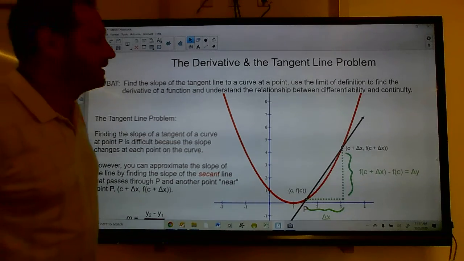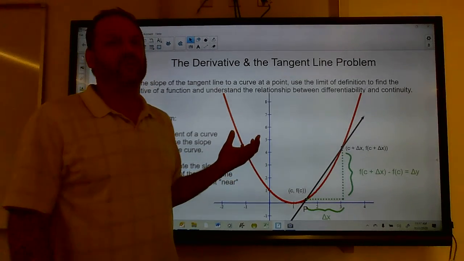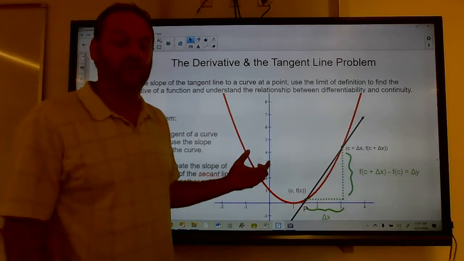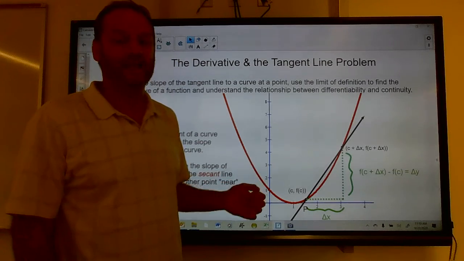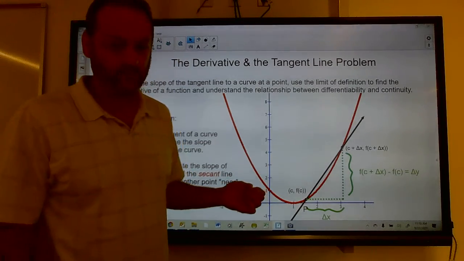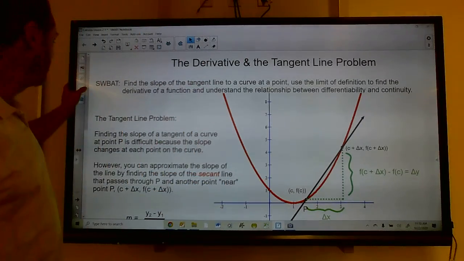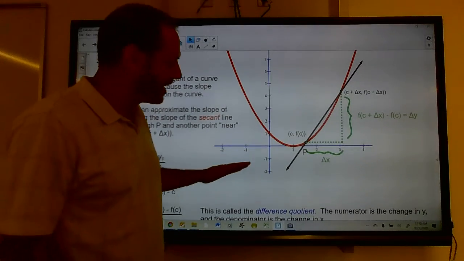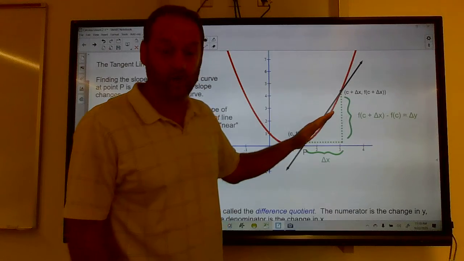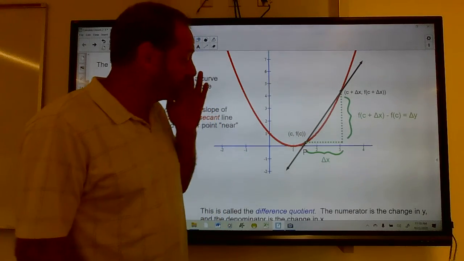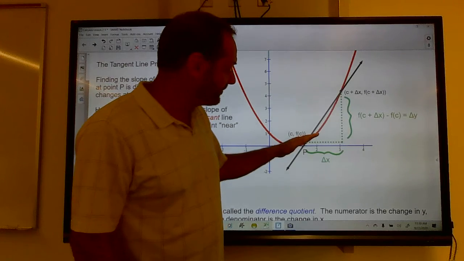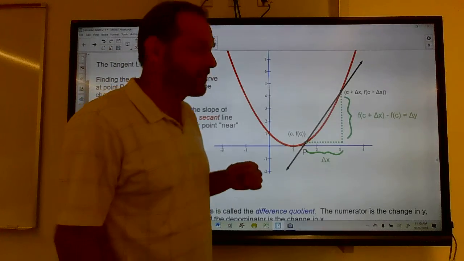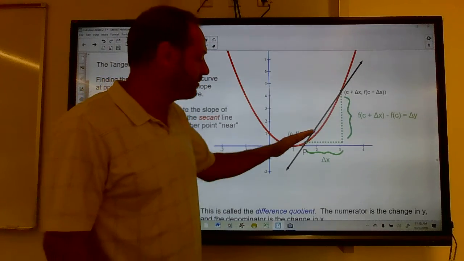Okay, so how do you find the slope of this thing? Well, the answer is you don't find the slope of this curve. You find an equation that will tell you the slope at any particular point on this curve. And we start out considering the tangent line. Now, if you remember, a tangent is a line that touches a curve at exactly one point. So the slope of that tangent line is the slope of the curve at that point.